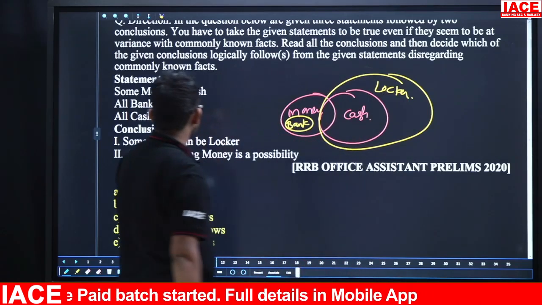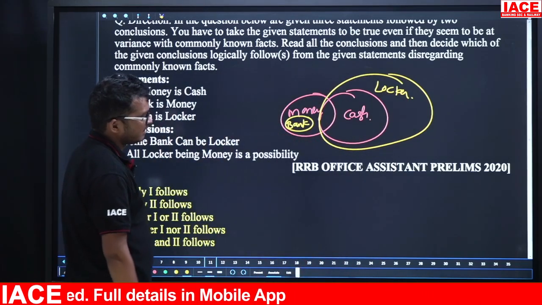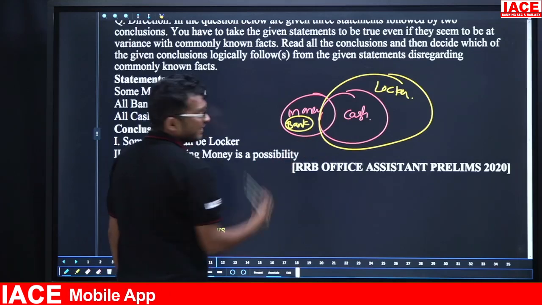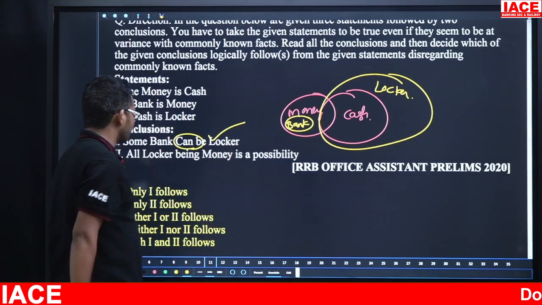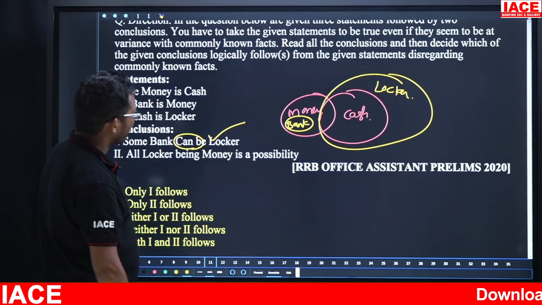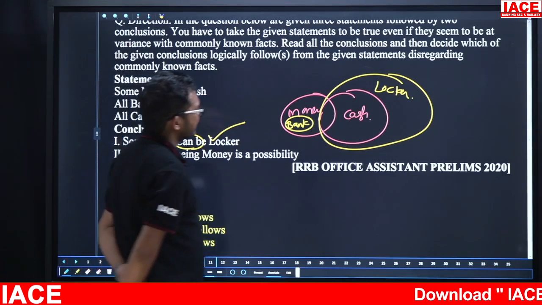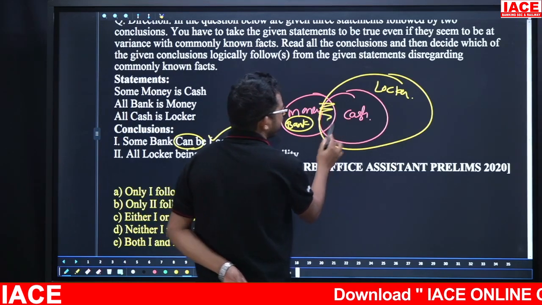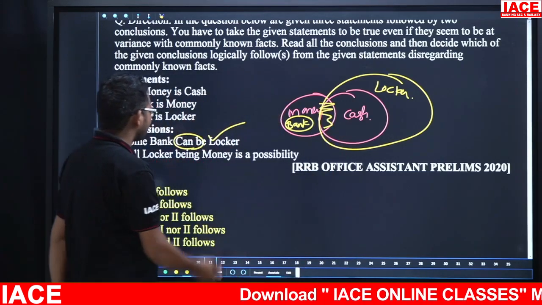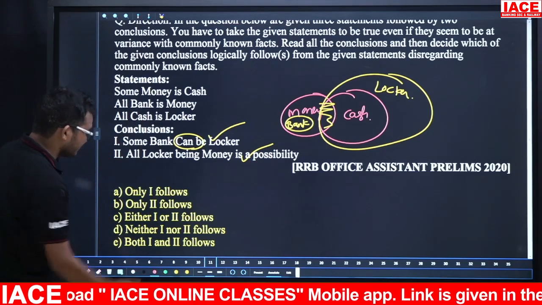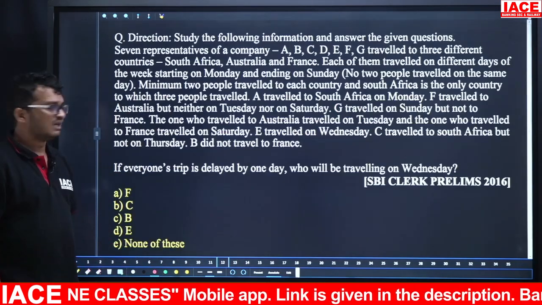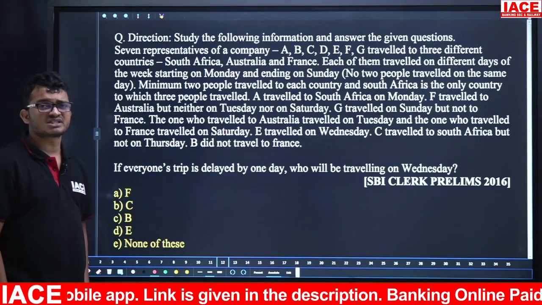Take first conclusion: some bank can be locker. See here bank and locker relation is what? Can't say. So can't say means here they given possibility, true. Next, all locker being money is a possibility. Locker and money, we know only some, not all, means we can't say. Here can't say means possibility is true. So answer is both are true. If both are true means answer is option E. Take next question. Your time starts now.